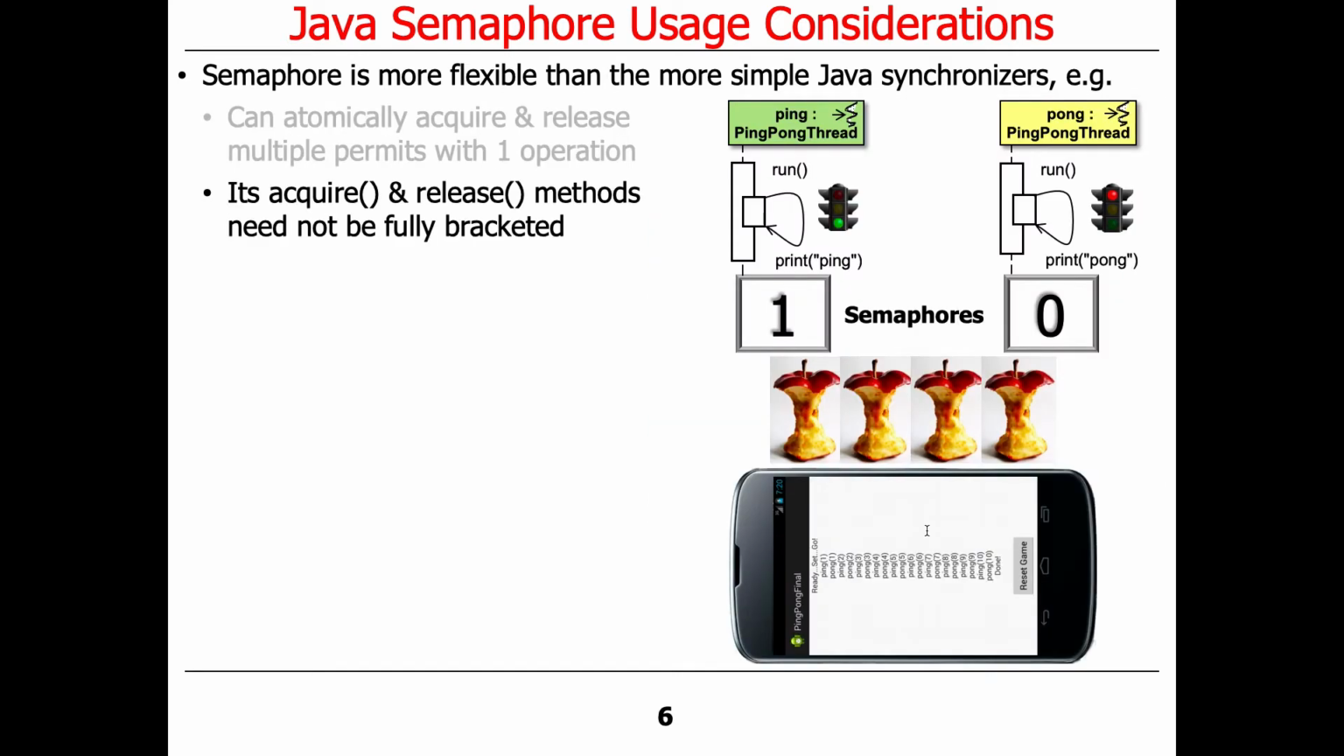atomic operation. The acquire and release methods need not be fully bracketed. For synchronized statements and Java reentrant locks, they are required to be fully bracketed. The thread that acquires it must be the one to release it. But with semaphores, as we saw with the ping pong example, they could go back and forth.